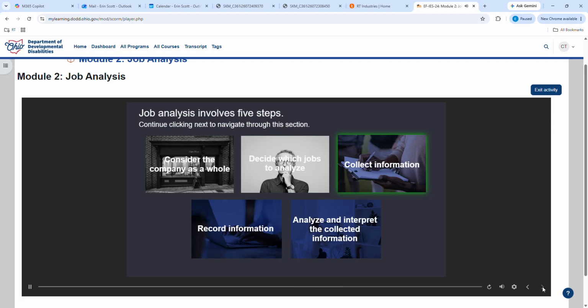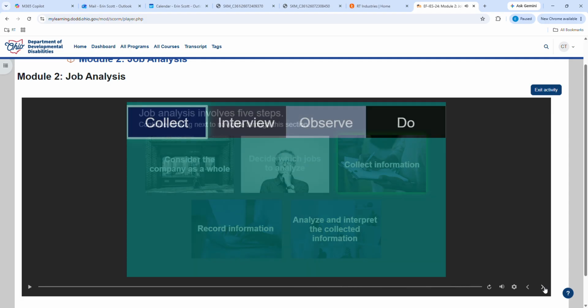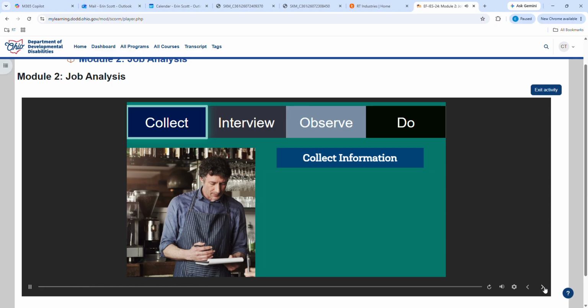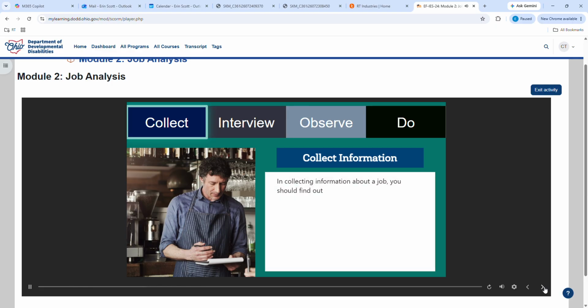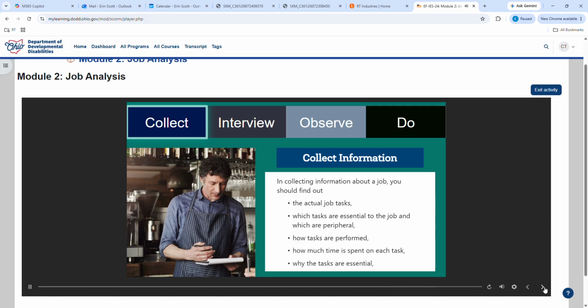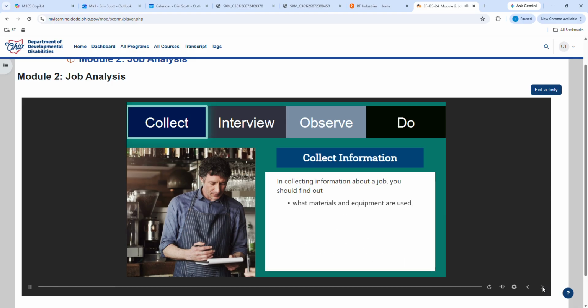Collect information. In collecting information about a job, you should find out the actual job tasks, which tasks are essential to the job and which are peripheral, how tasks are performed, how much time is spent on each task, why the tasks are essential, what materials and equipment are used, what procedures must be followed, the working conditions, the working environment, and the critical skills required for each task.